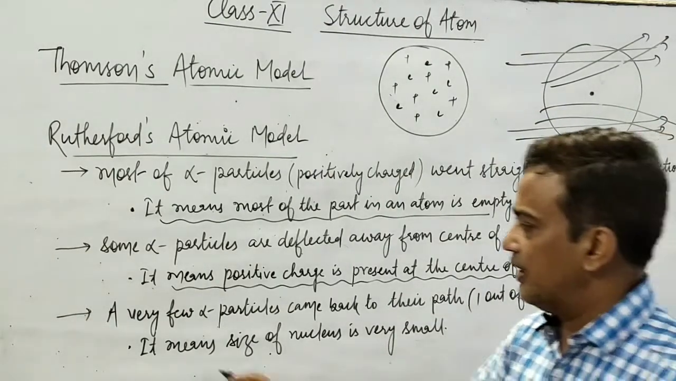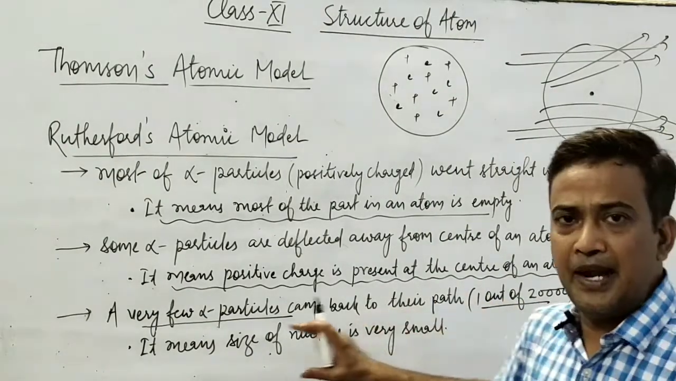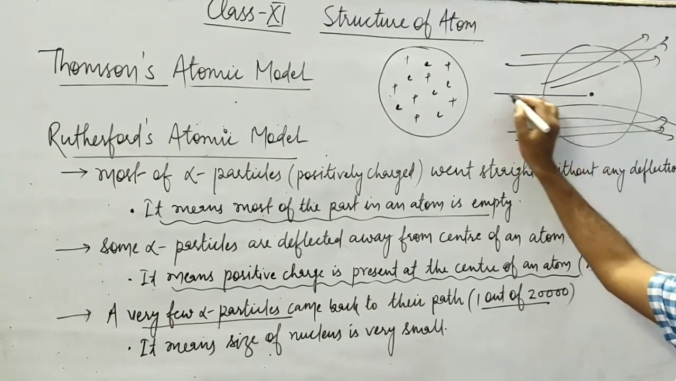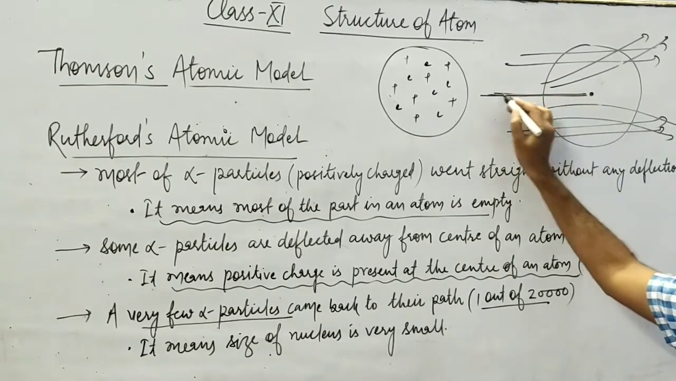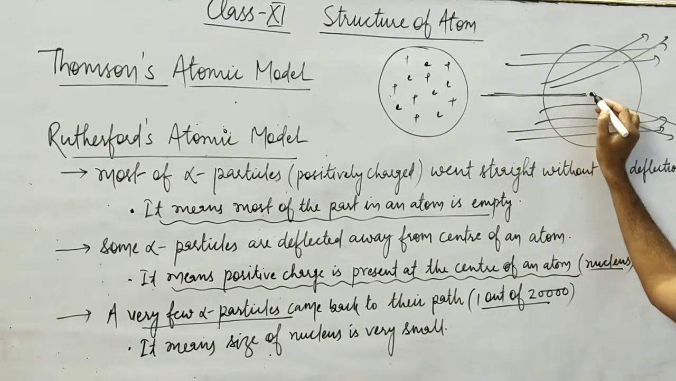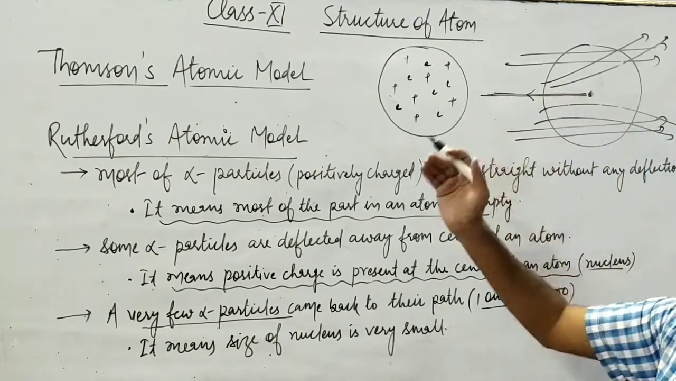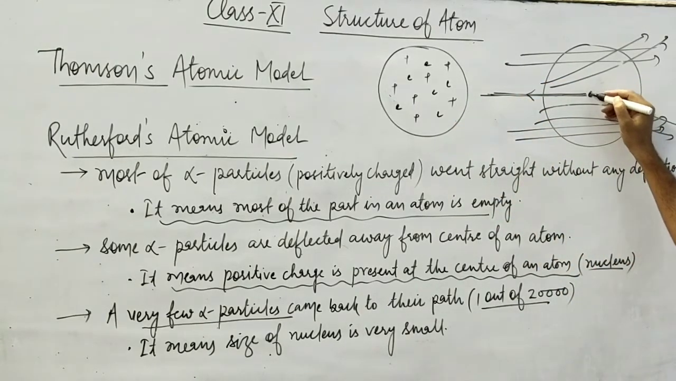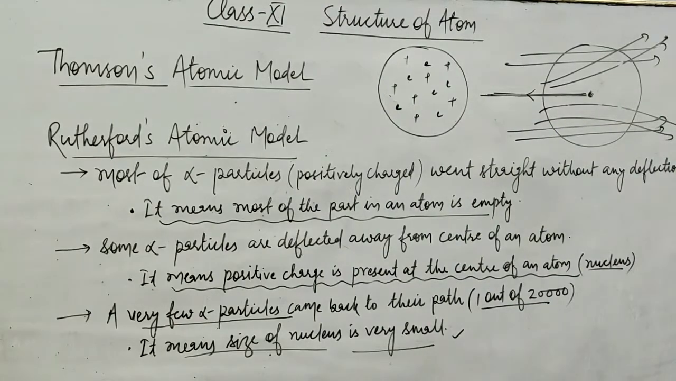Then another observation: a very few alpha particles, 1 out of 20,000, came back on their path. One alpha particle coming straight in front of the nucleus will go back, because positive charge will repel positive charge and it will come back to its original path. It means the size of this nucleus is very small. He concluded that the size of the nucleus is very small.